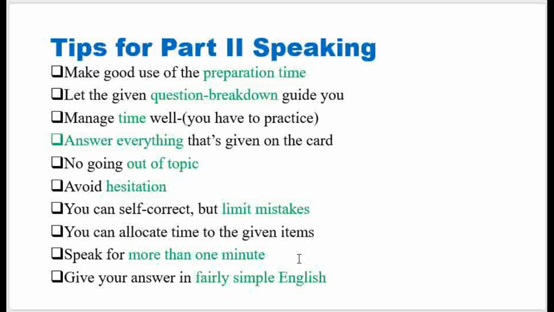So you need to give your answer in very simple English, and that is what I have always emphasized for IELTS. You don't need to use complicated English, because you might have a tendency of using words that are not very familiar to you. In some instances, maybe not very familiar to the examiner, and what you want to mean may be distorted. So it is very important to keep on using very simple English.